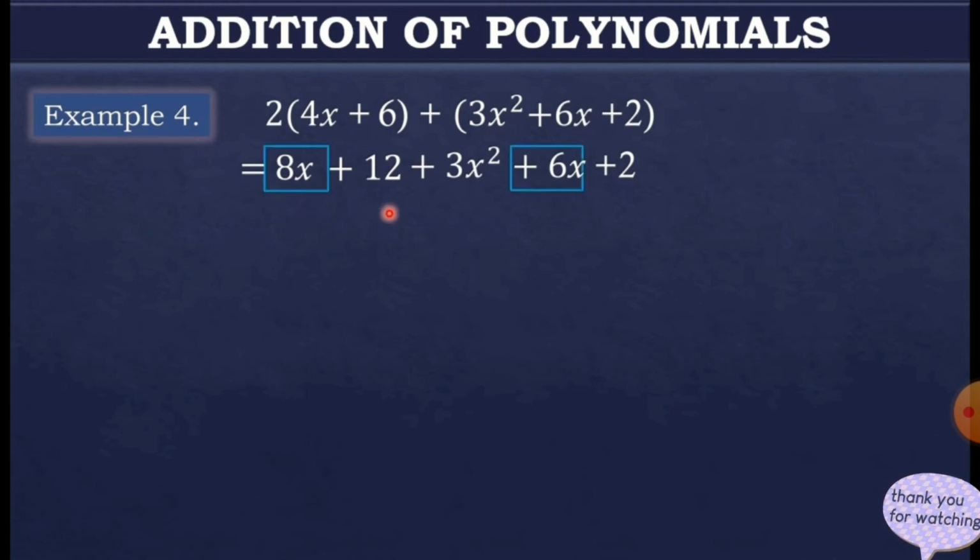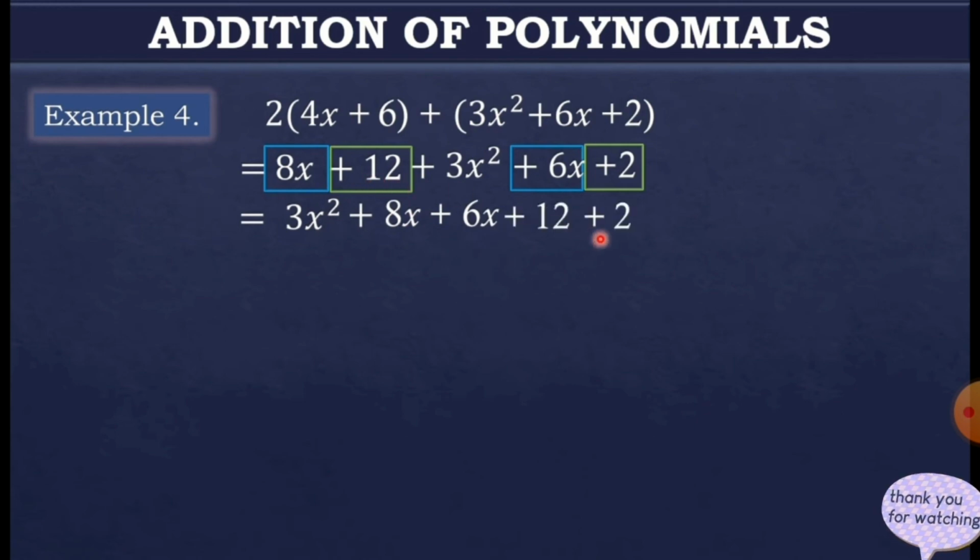So we have 8x and 6x and the constant numbers positive 12 and positive 2. Since it's 3x squared walang pares, we have to write it first since siya rin yung may pinakamalaking exponent. So first we have to write 3x squared followed by 8x plus 6x and then the constant numbers plus 12 plus 2. Okay? So, magkatabi na yung like terms.